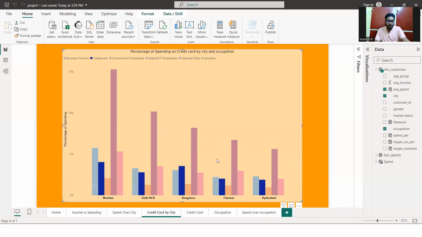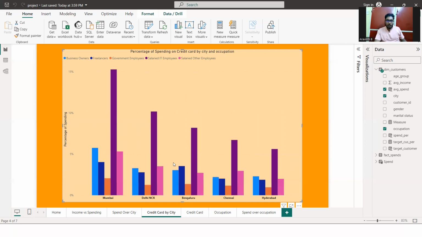If you see the freelancing pattern, Bangalore freelancers are spending more than the business owners in Bangalore. So Bangalore freelancers will be target customers for our credit cards in the city of Bangalore. Why? Because Bangalore freelancers are spending more on credit cards. Bangalore is a city of technology and all these things, so freelancers usually earn more in Bangalore, and they also spend more. This pattern is followed in Bangalore only.